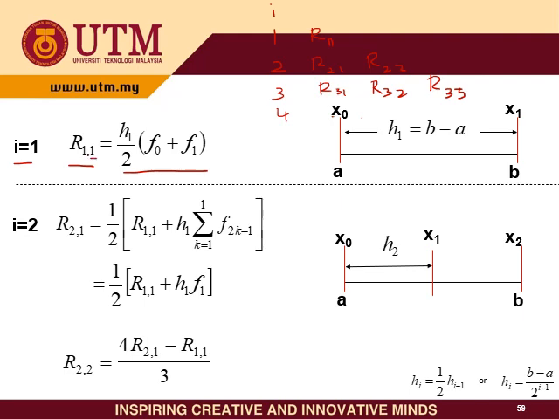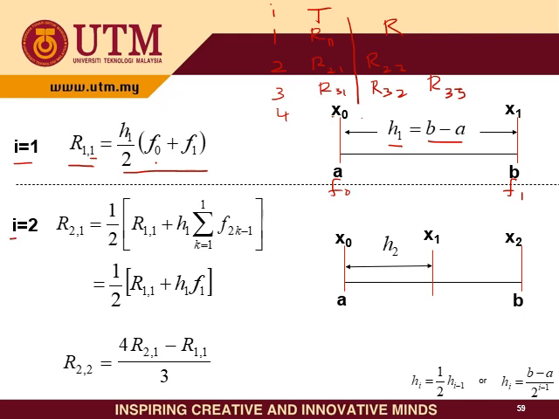remember, it ends with 1. So we divide by 2. This is the trapezoidal rule. This is the Richardson improvement. So the trapezoidal rule for R11, and you find your first h by B minus A. B minus A, you get your first h. Okay. So this is your F0, and this is your F1.